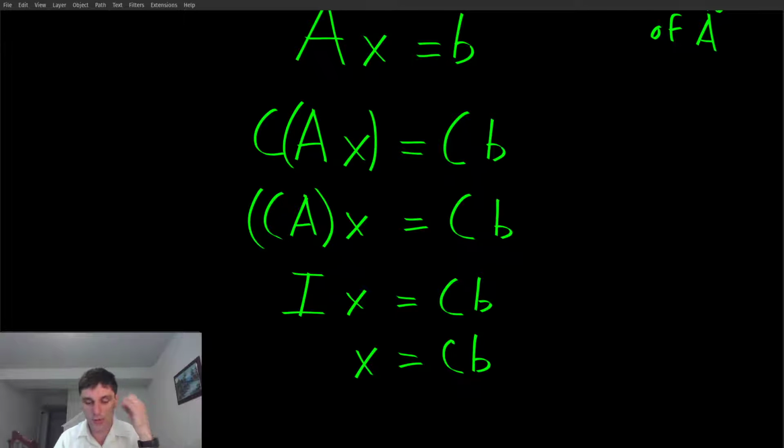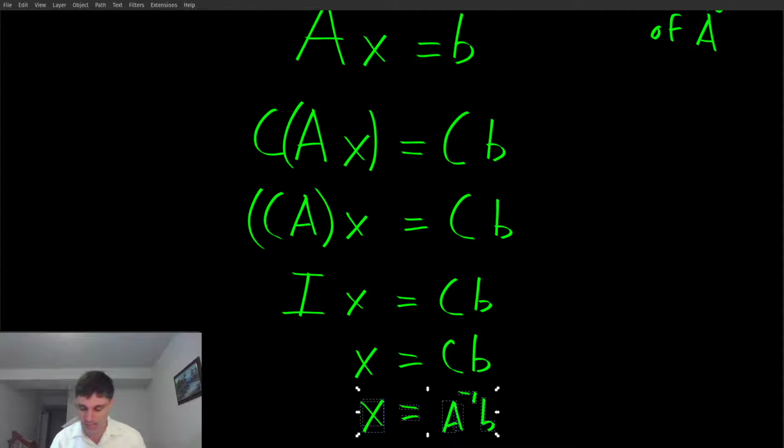You can think about this as very equivalent to saying x is equal to A inverse times b. I don't actually want to write that because it's not the inverse, it's the left inverse. And there isn't, as far as I know, any standard notation for that. So we're just writing it as this other matrix C. But that's the idea here.